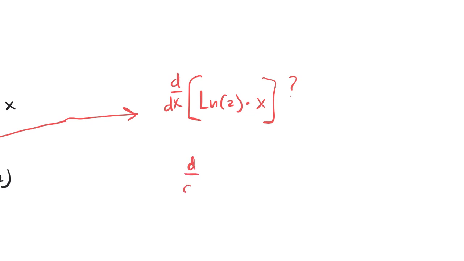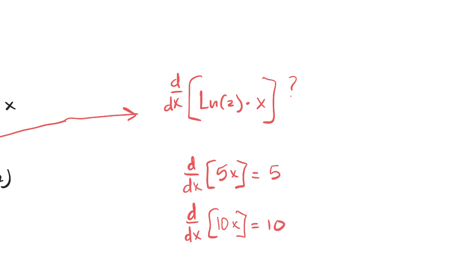Well, let me ask another question. What's the derivative of 5x? Or what's the derivative of 10x? These are easy. We know these. It's 5 and 10. Why? Well, 5 is just a coefficient, 5 times x. So the derivative of 5x is 5. The derivative of 10x is 10.